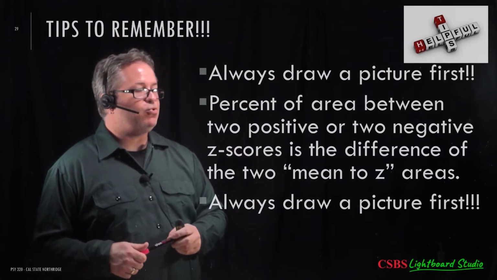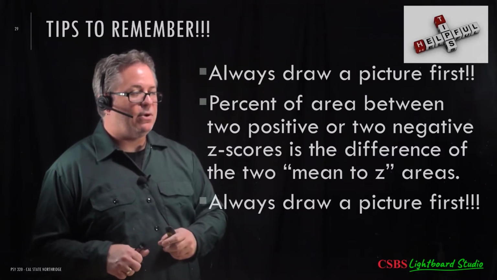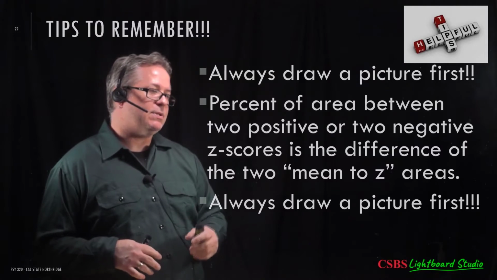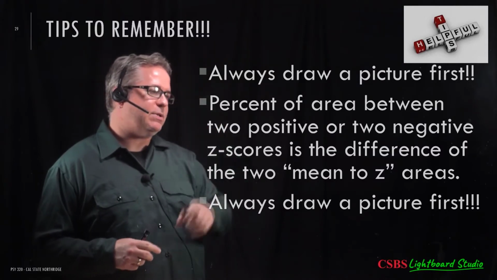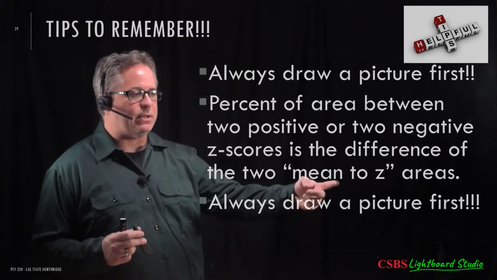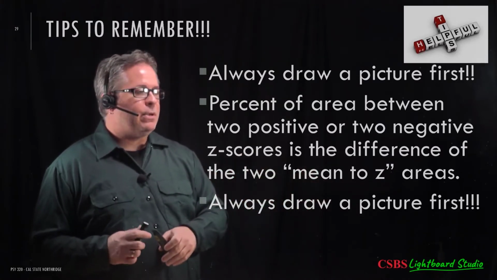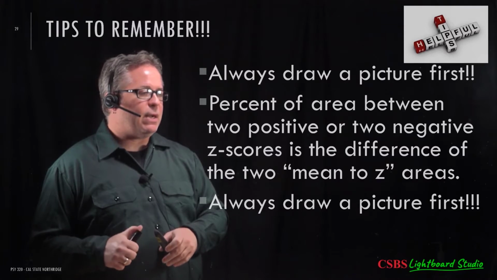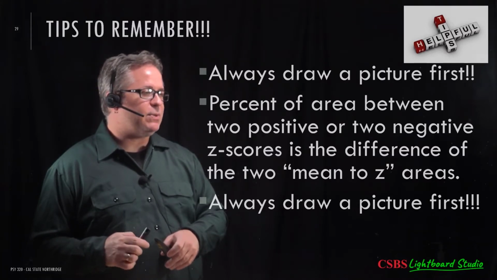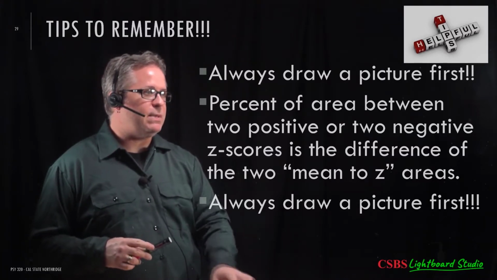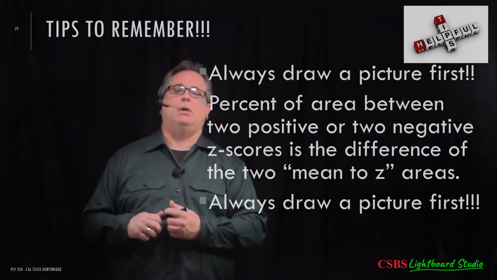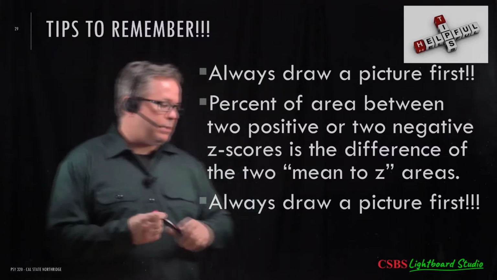Percent of area between two positive or two negative z-scores is the difference between the two mean to z areas. Actually, it's really the difference between two of the same areas, but we'll just stick to mean to z. What? Let's look at that.